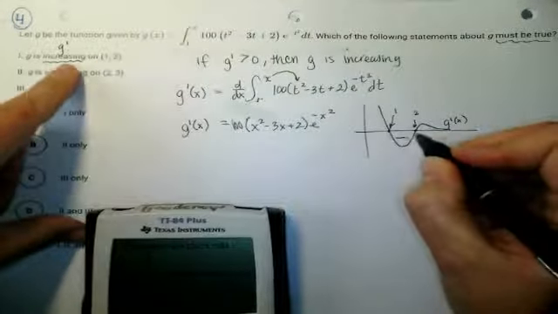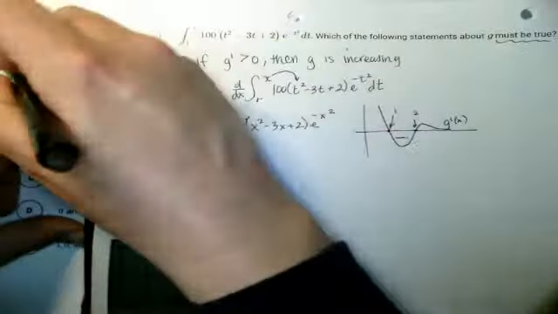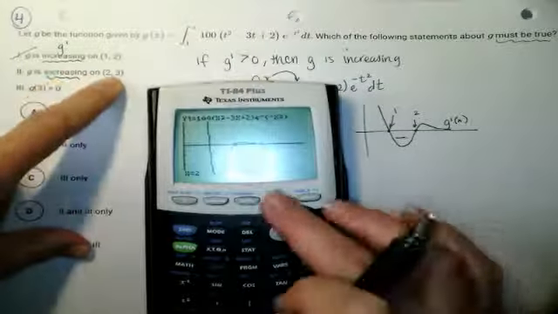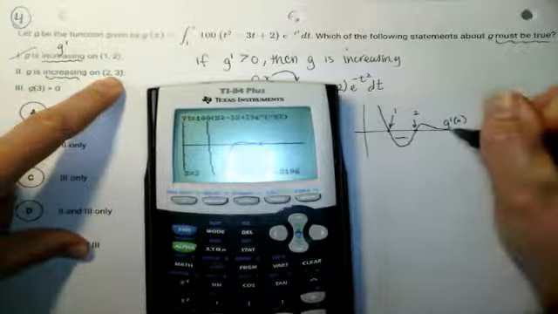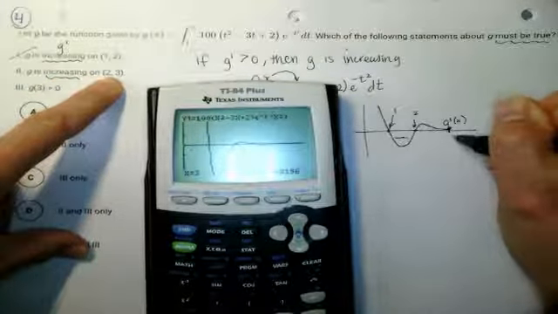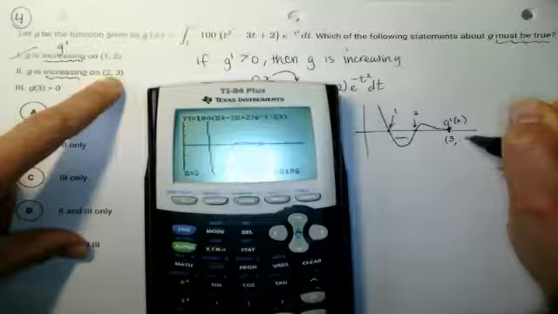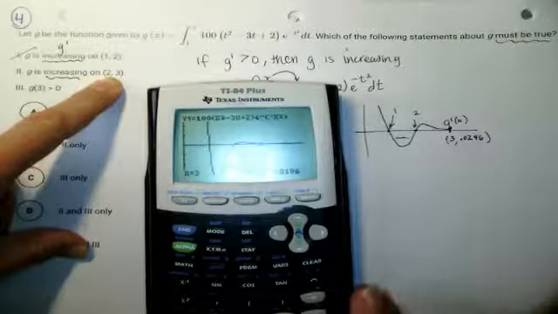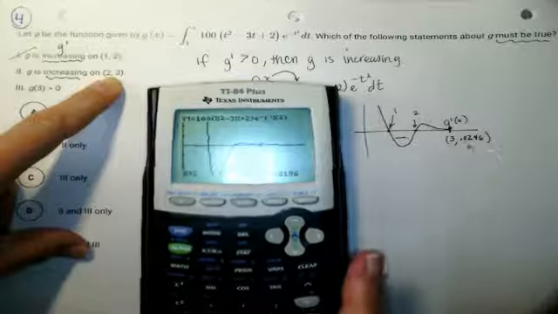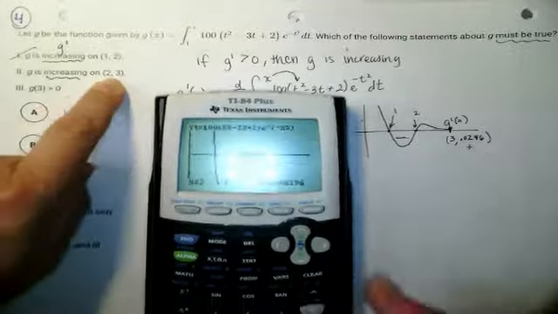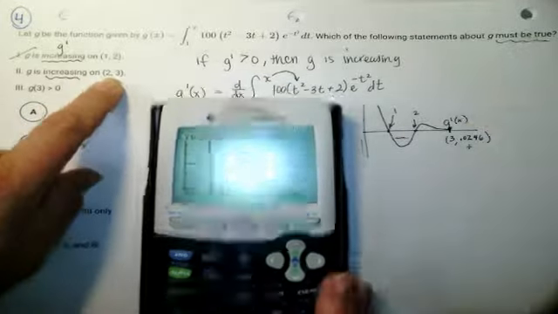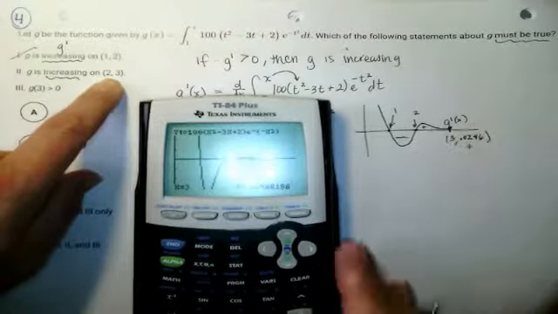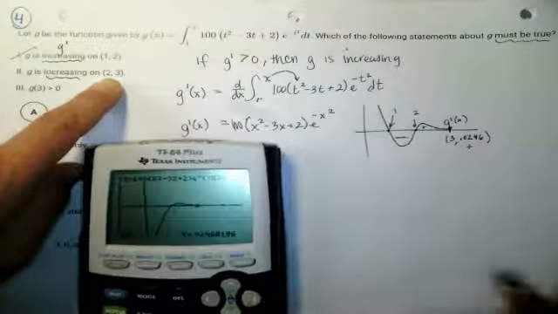So between 1 and 2, are we increasing? No. And then where's 3? 3 is right here, and it says 0.0246, and so on. That's a positive value. Between 2 and 3, our function is positive. And we can check other values if we wanted to.